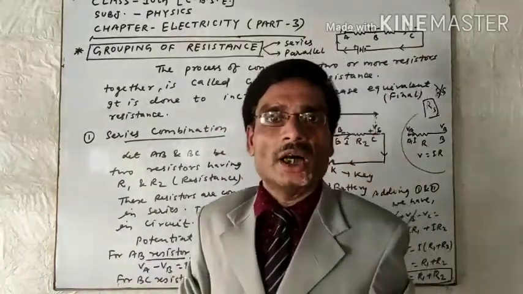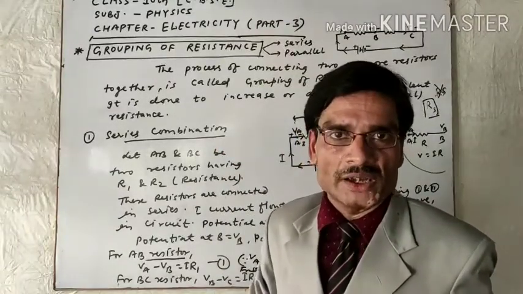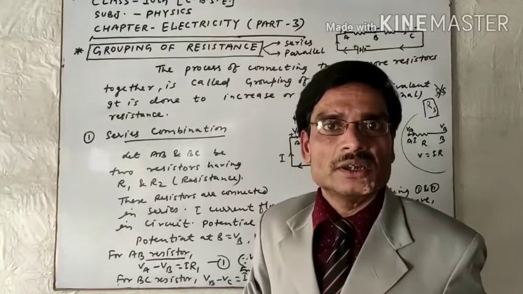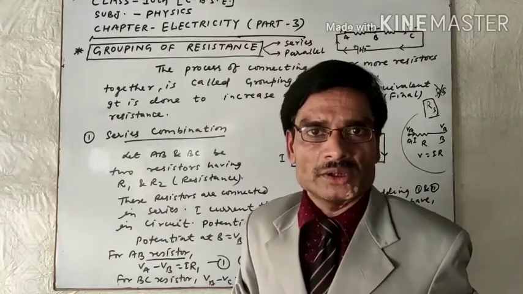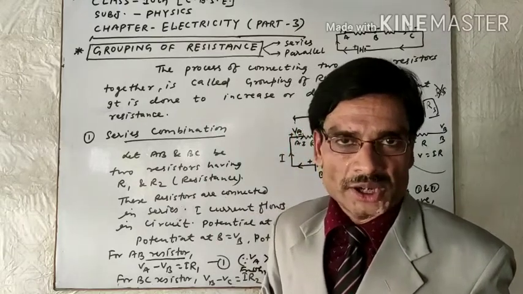After a while, I will also explain about the parallel combination and how we get the mathematical relation when two or more resistors are connected in parallel combination. We take the short break.